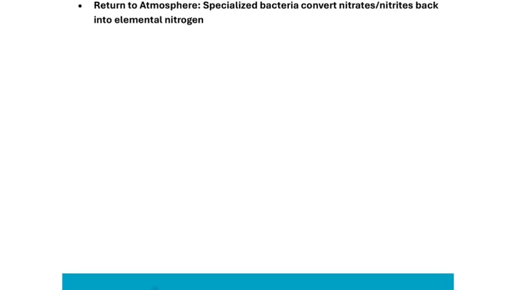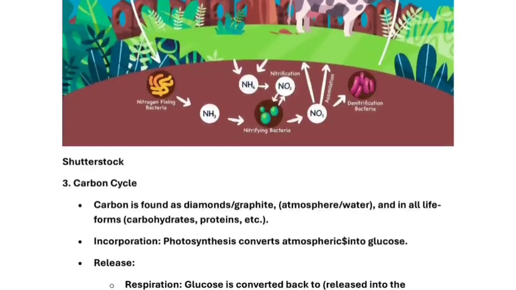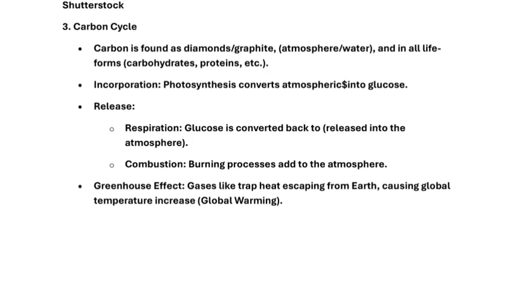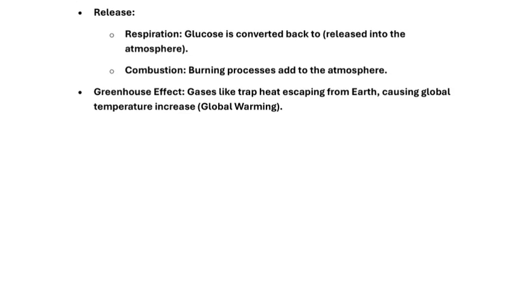3. Carbon cycle: carbon is found as diamond and graphite, in the atmosphere and water, and in all life forms, in carbohydrates, proteins, etc. Incorporation: photosynthesis converts atmospheric CO2 into glucose. Release: respiration converts glucose back to CO2, released into the atmosphere. Combustion: burning processes add CO2 to the atmosphere. Greenhouse effect: gases like CO2 trap heat escaping from Earth, causing a global temperature increase, global warming.